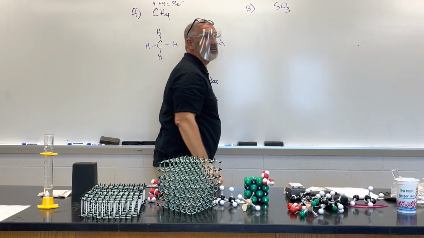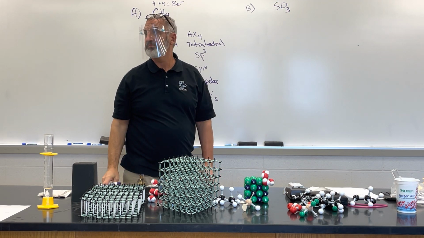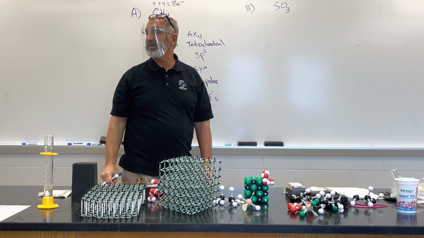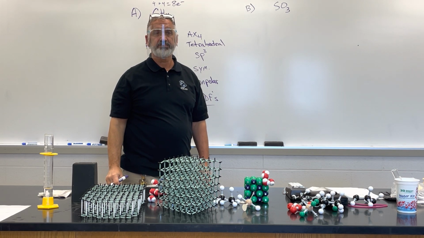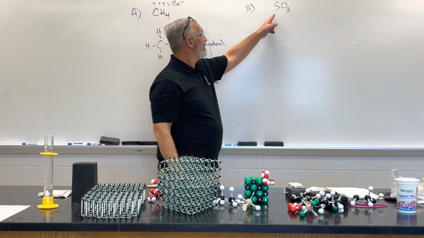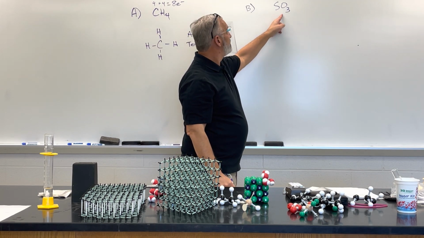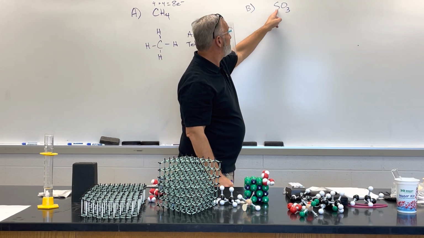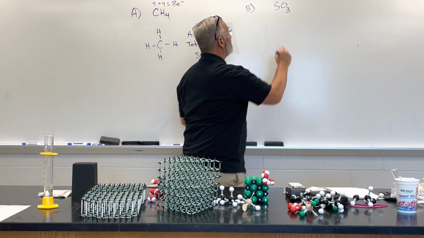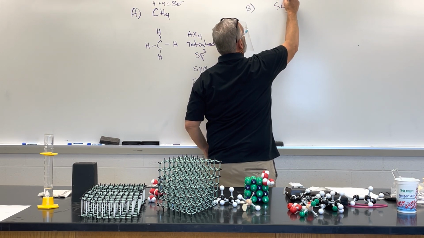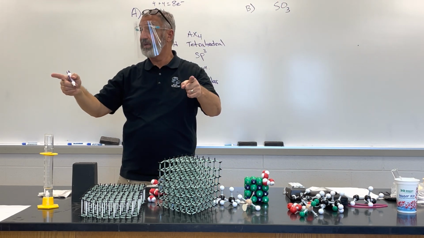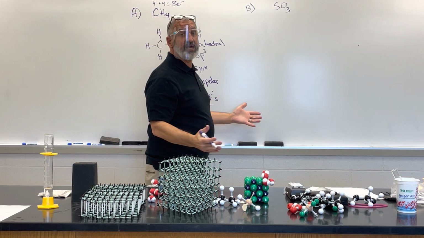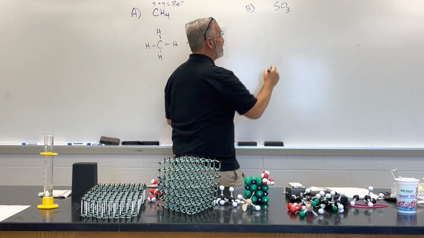So count electrons. How many electrons do we have? 24. Okay, how'd you get that, Madison? I did the 6 on sulfur and then I did 6 times 3, for 18. So 6 plus 18 is a total of 24 electrons. Are we all good with how to do that? Okay, so my central atom obviously is going to be sulfur.